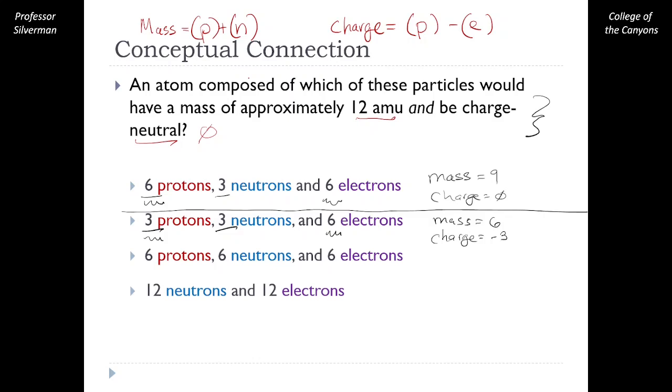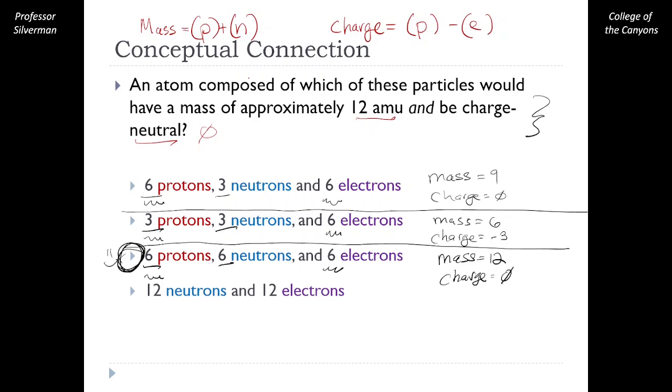Again, is this the atom that we're looking for? Well, again, no. Our third atom is a mass of 6 plus 6. We have a mass of 12. And our charge is 6 minus 6. Our charge is 0. Is this the atom that we're looking for? Oh, yes, it is.